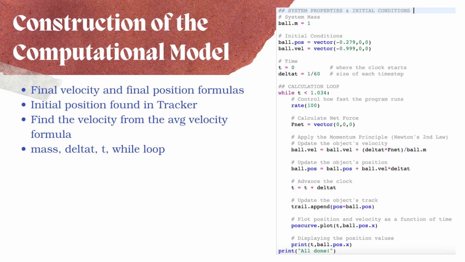From there, I kept the mass of the object at 1 because I knew that it wouldn't really affect the computation of the formula. I also used 1/60 for delta t because I filmed the initial video of the line at 60 frames per second, and I thought that 1/60 would be a decent time step to use for the data. Lastly, I knew that I only wanted the while loop to iterate through until 1.034 seconds, aka the length of the video in Tracker. So that's what I used in my initiation for the while loop.